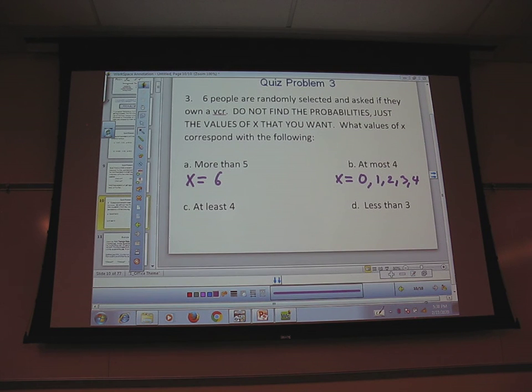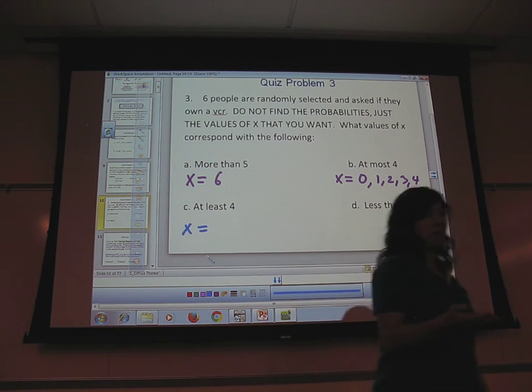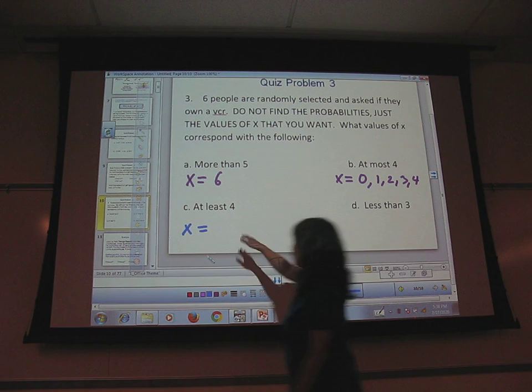Next, at least 4. So then what can x be there? 4, 5, and 6. At least 4 means if I have to have at least $4 to buy this thing, then if you have $10, you have enough. So that's the upper side, 5 and 6. If I have $4, you have at least 4. Yes, so it includes 4 also. So 4, 5, and 6.